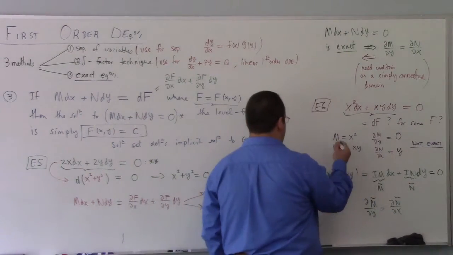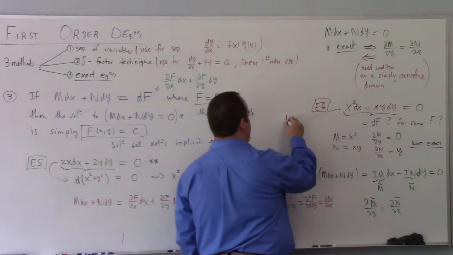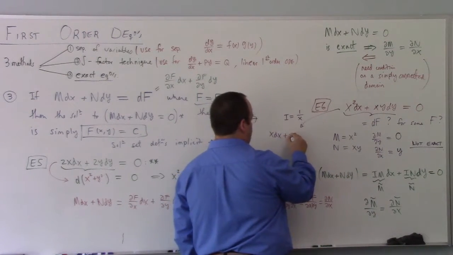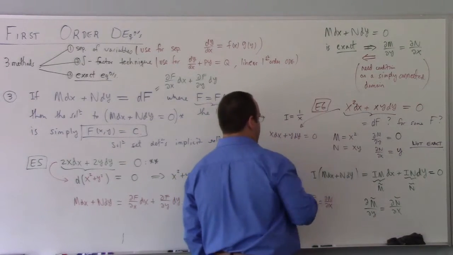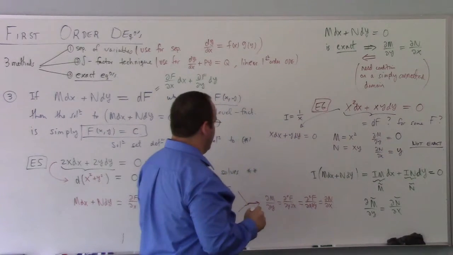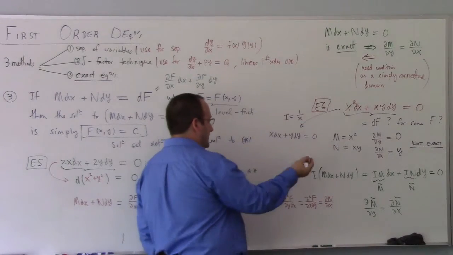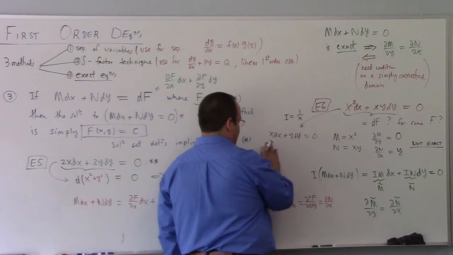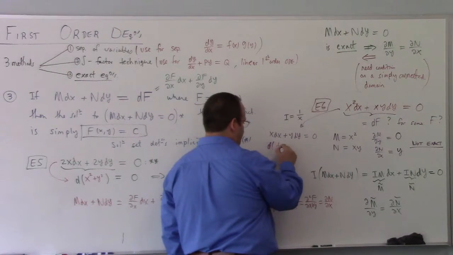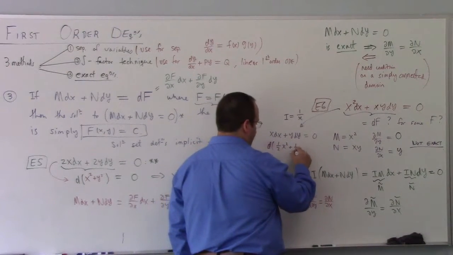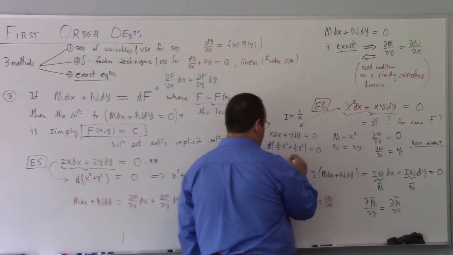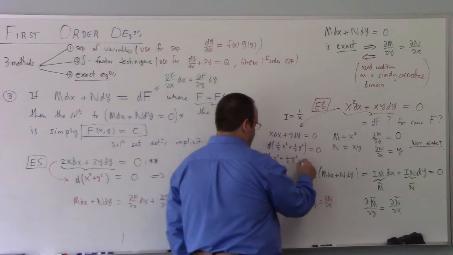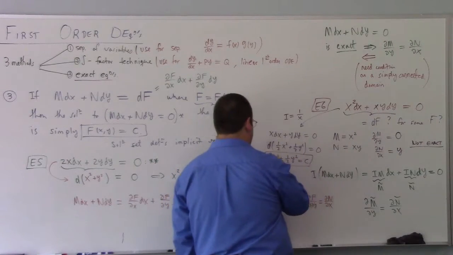So if we just put I equals 1 over x, that gives us x dx plus y dy equals 0. This is a very circular example. So sorry, this is the differential of 1/2 x squared plus 1/2 y squared equal to 0. In other words, the solutions are 1/2 x squared plus 1/2 y squared equals a constant. There you have it.